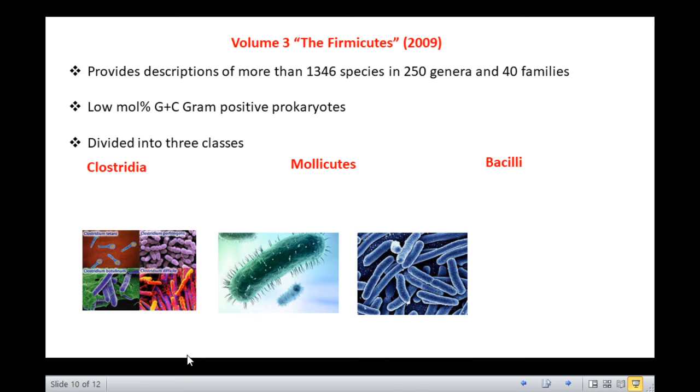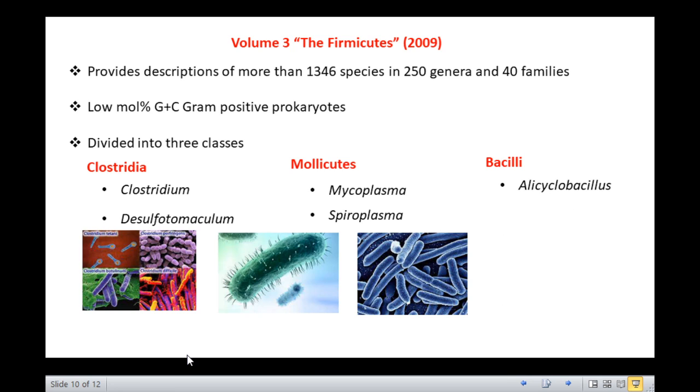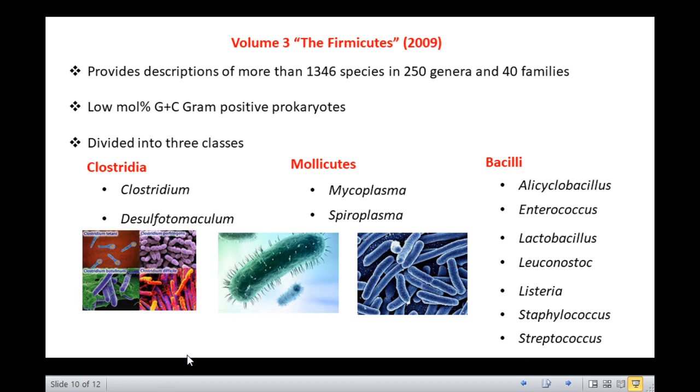Major taxa included in the class Clostridia are Clostridium and Desulfotomaculum. The class Mollicutes includes Mycoplasma and Spiroplasma, and the class Bacilli includes mainly Alicyclobacillus, Enterococcus, Lactobacillus, Leuconostoc, Listeria, Staphylococcus, Streptococcus, and 229 additional genera. It includes many medically and industrially important taxa.